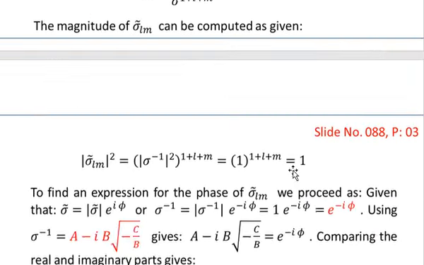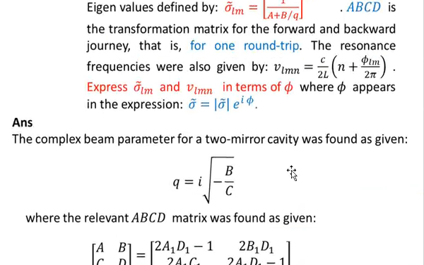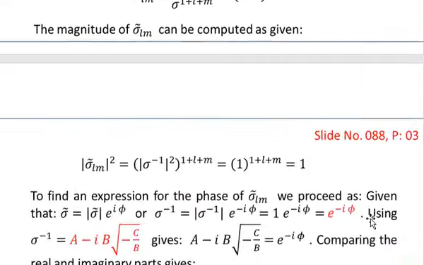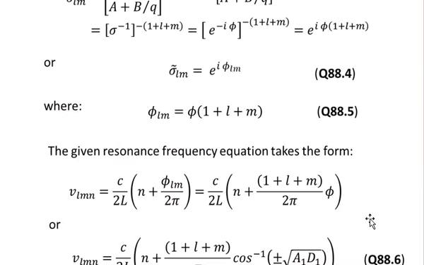So let's look at the resonance frequency that is given in the question. Nu Lmn is equal to C over 2L, plus, within parentheses, n plus phi Lm over 2 pi. So you see that here we have found an expression for the value of phi Lm, and that expression is given in equation number 5.